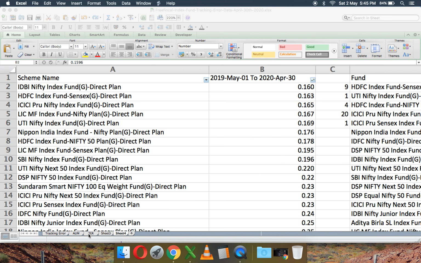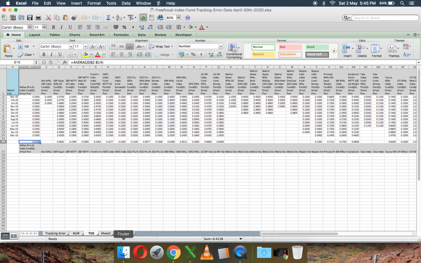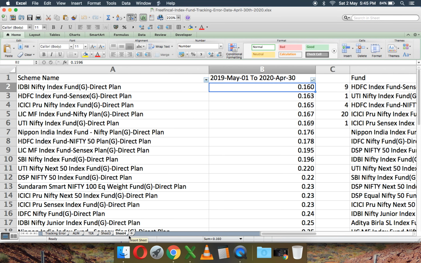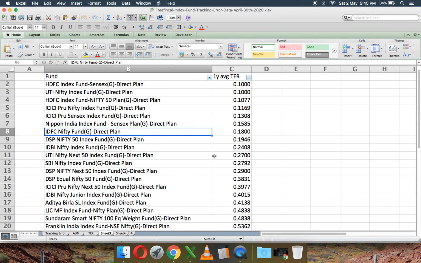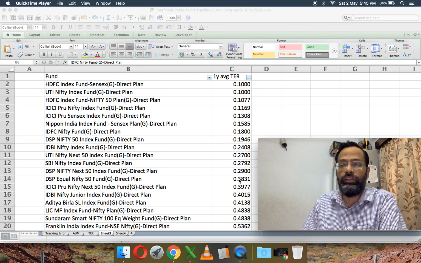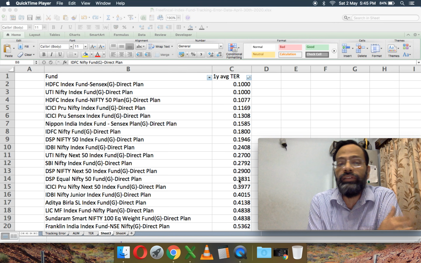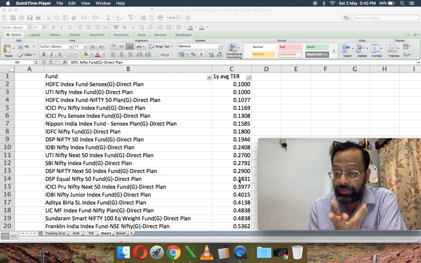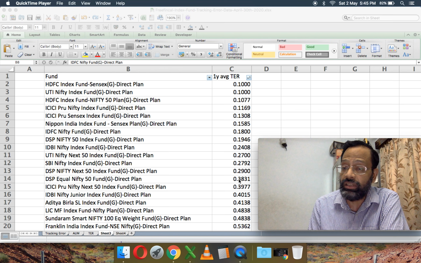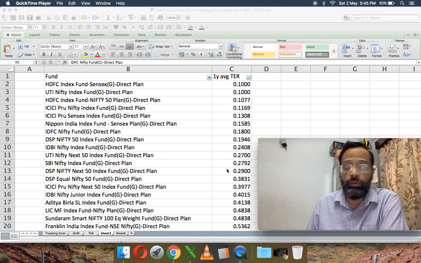So I have calculated the TER, excuse me. Let me. This must have the TER. So this is the average of the last 1 year monthly TER. So you can see HDFC Sensex index fund has got the lowest TER, UTI has got the next lowest TER, and so on and so on.